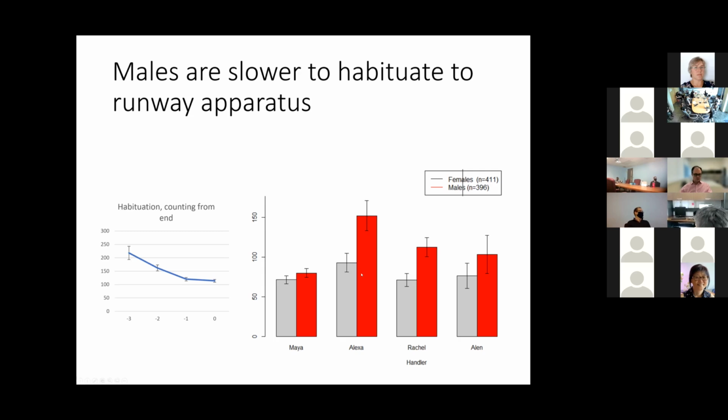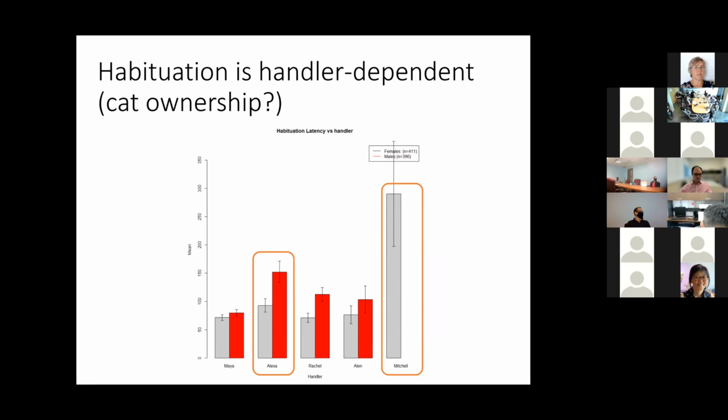This was Alexa, who was with us for about 4 months, 2 years ago. And we were puzzled by that until recently. A new tech came to the lab, Mitchell, and his habituations are just the worst we've ever seen. And we were trying to think, well, what's common between Alexa and Mitchell? And it turns out they both own cats. And this is a task where the lid of the apparatus is open to the rest of the room, unlike our others. And so I'm kind of thinking that this is affecting things.